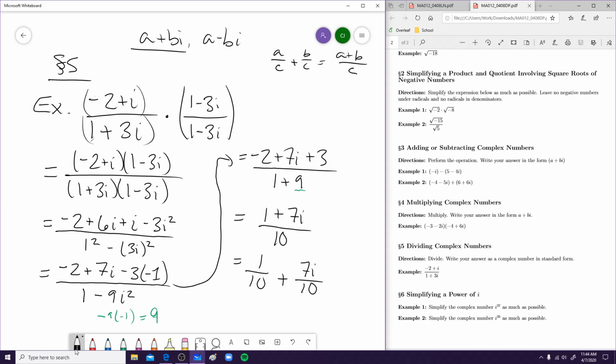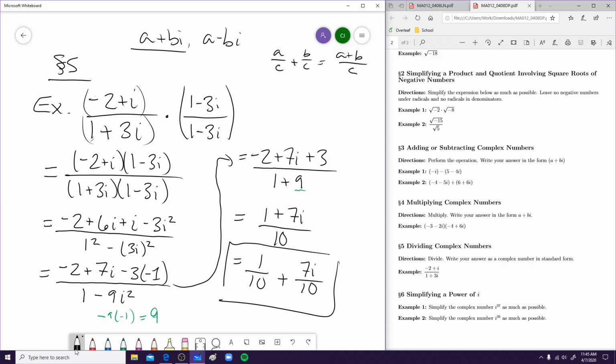Normally we always go from left to right, but just like the multiplying property and the division property, we can also go from right to left. So a plus b over c equals a over c plus b over c, which is what we get over here. Now that our answer is in the form a plus bi, we are now done with our solution.